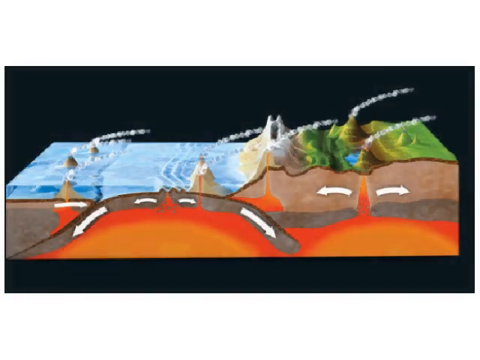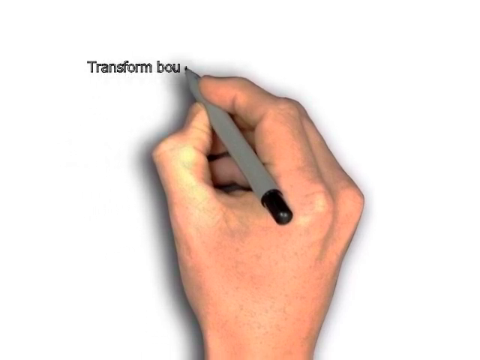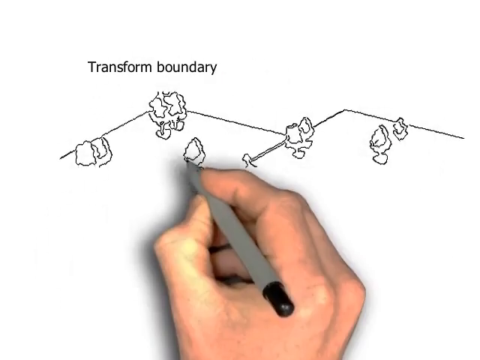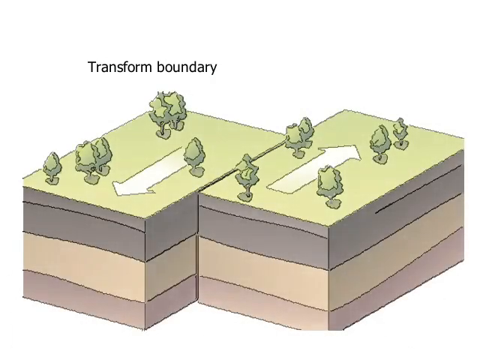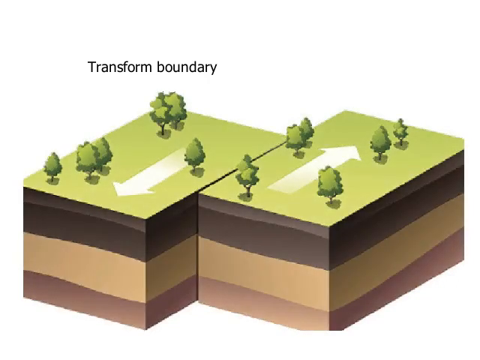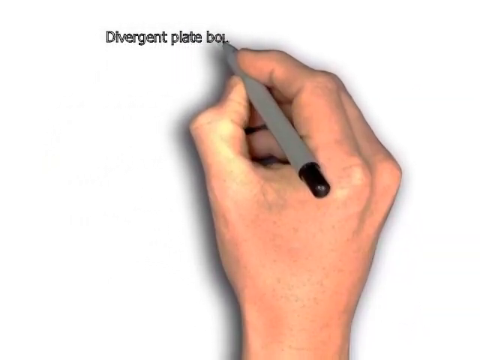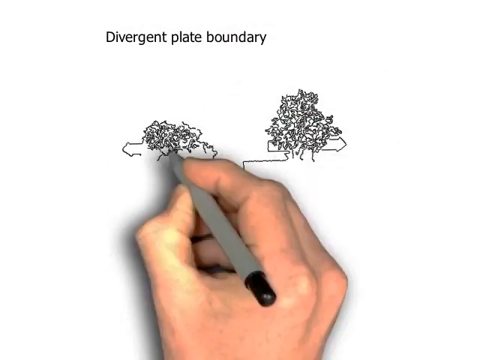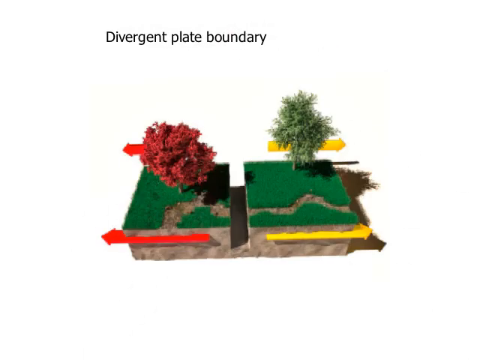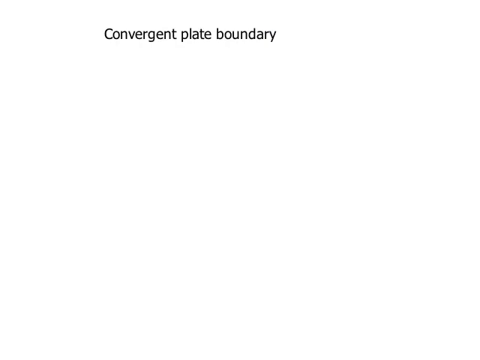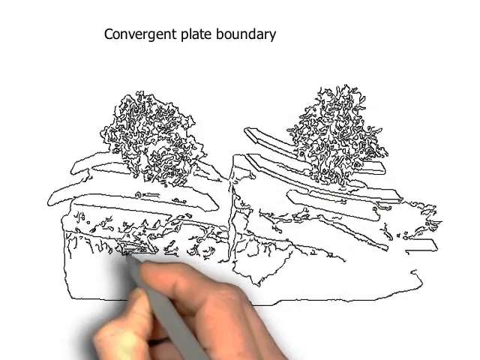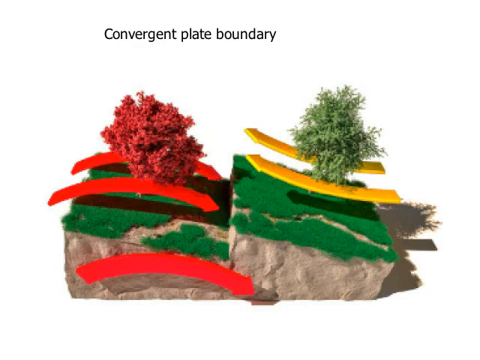As you can see from this image, at the transform plates, we have two tectonic plates rubbing or experiencing what we call shear force against each other. Then at this point, we have the divergent plate boundary where the plates are experiencing an extensional force causing them to pull away from each other. Then the next one, we have the convergent plate boundary where the plates are undergoing collision, and the compressional force causes them to collide with each other.